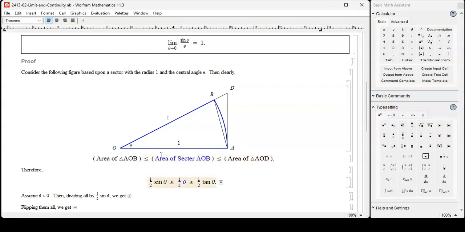Now, the larger triangle, this height is 1 times tangent of theta. Tangent is opposite over adjacent. Adjacent is 1. So 1/2 tangent of theta. So 1/2 theta is captured by 1/2 sine of theta and 1/2 tangent of theta.